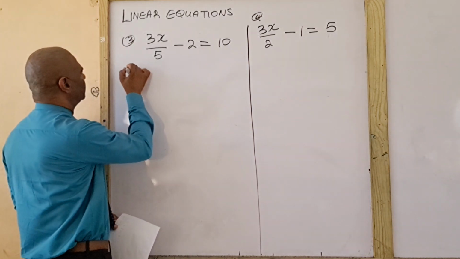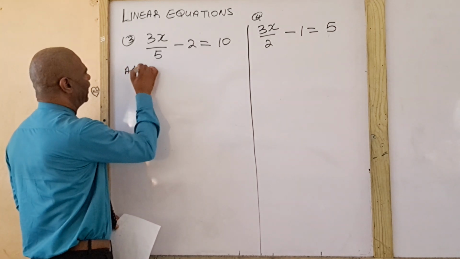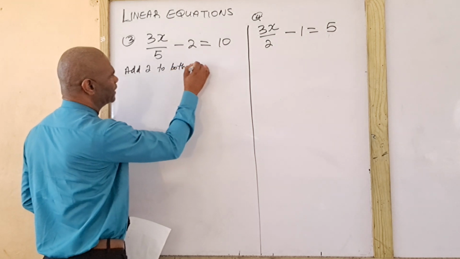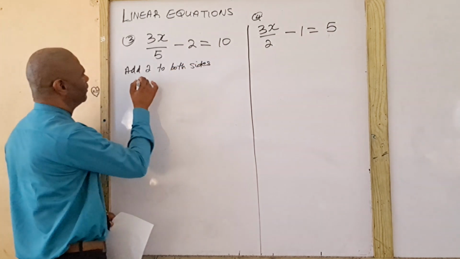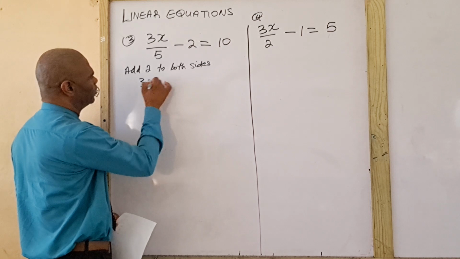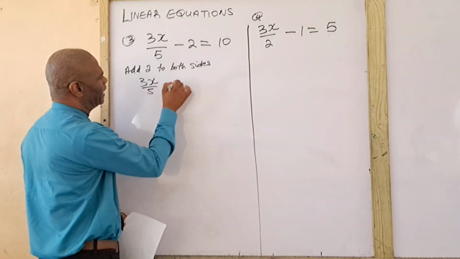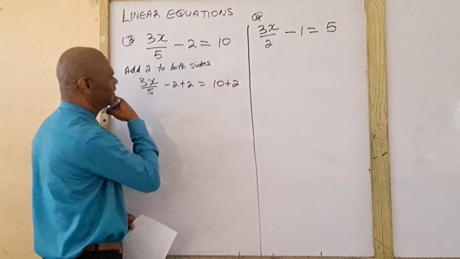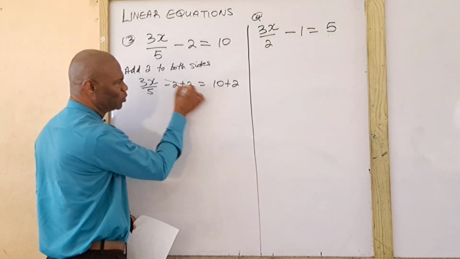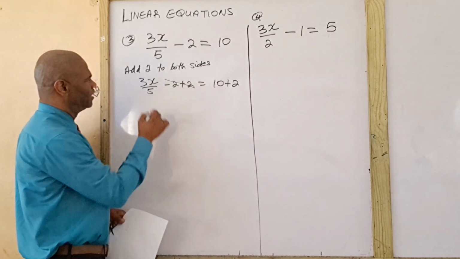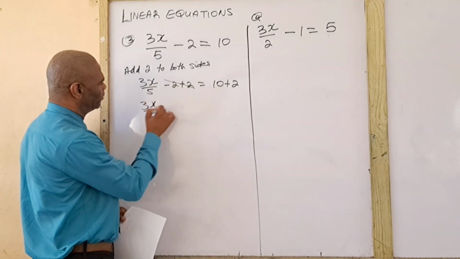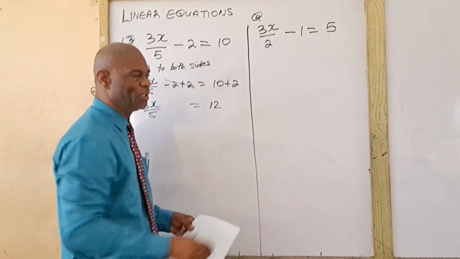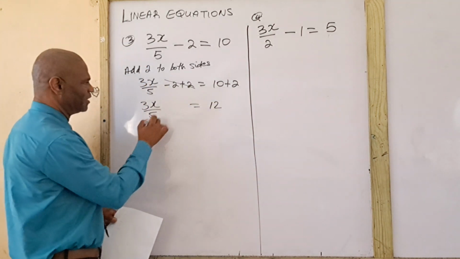So we add 2 to both sides. That will give us 3x over 5 minus 2 plus 2 equals 10 plus 2. Good? So negative 2 plus 2 is 0, that cancels. Alright? So we are left with 3x over 5 equals 12.